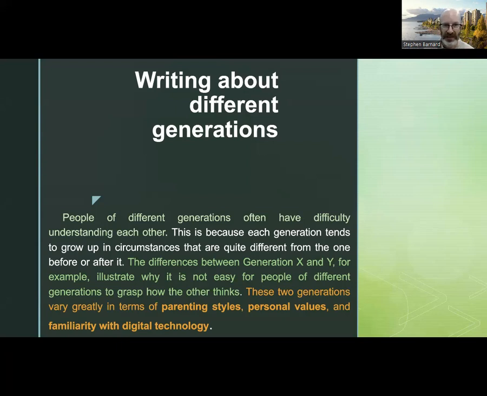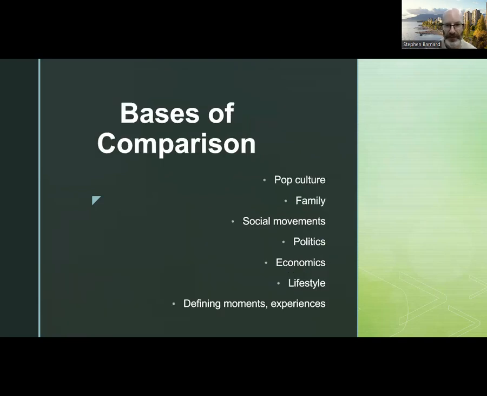People grow up with very different experiences and very different, not only levels of technology, but the social environment, the political environment, their idea of what the future is going to be like. Are they optimistic or pessimistic? These are all different from generation to generation. And yeah, these generations not only vary greatly in terms of parenting styles, personal values, and familiarity with digital technology, but they also have a great deal of difficulty understanding each other.